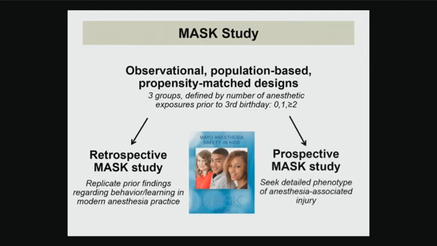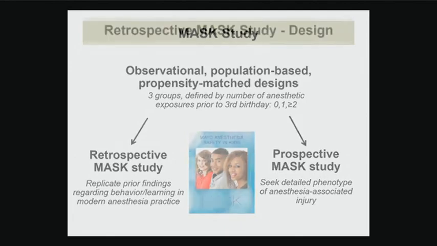We also have what we call a prospective MASK study. This is what Dr. Sun has referred to as an ambidirectional design. So you're looking at people who have been exposed in the past before you start the study, but then you prospectively test them to see if you can find an association between exposure and some phenotype. We start with a retrospective study.